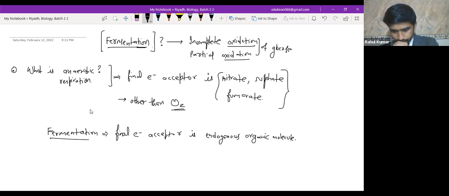Okay. What else? It does not require an electron transport system. Write down. Keep writing these points in fermentation. It does not involve an electron transport system. Okay. And no ATP is synthesized. Next point. No ATP is synthesized by oxidative phosphorylation. Make sense? Everything makes sense?